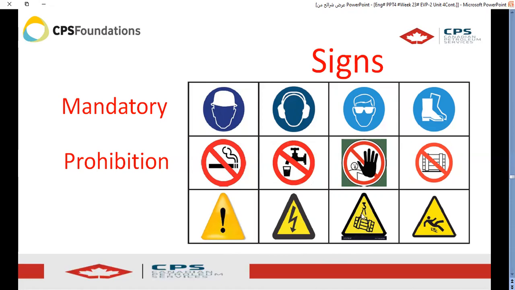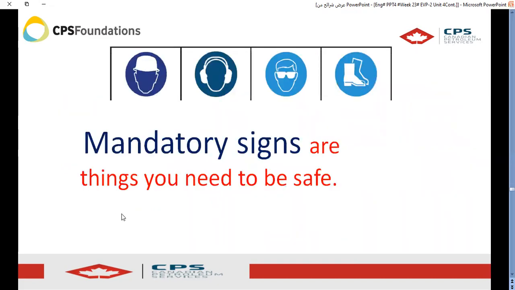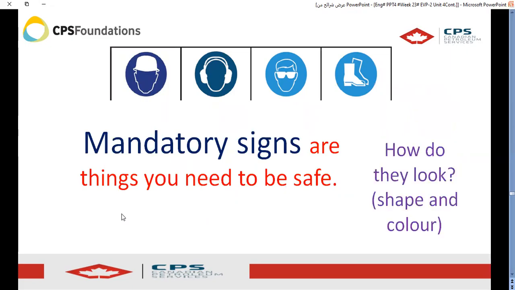Some people are lifting something, which is not okay. Slippery surfaces. So these are called warning signs, mandatory signs, prohibition signs, warning signs. Now, mandatory signs are signs that tell you about things you need to do to be safe. Okay, I think we explained this. They are circular and they are white and blue or blue and white.